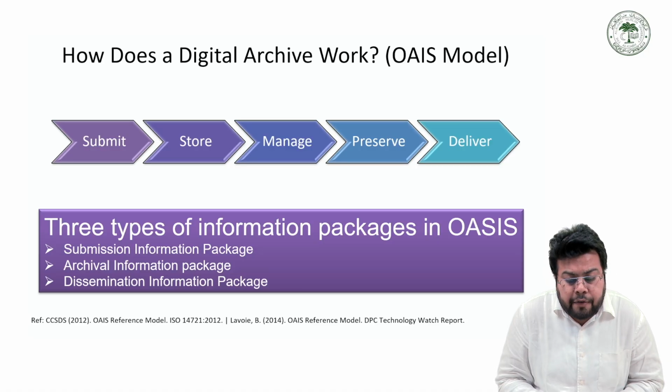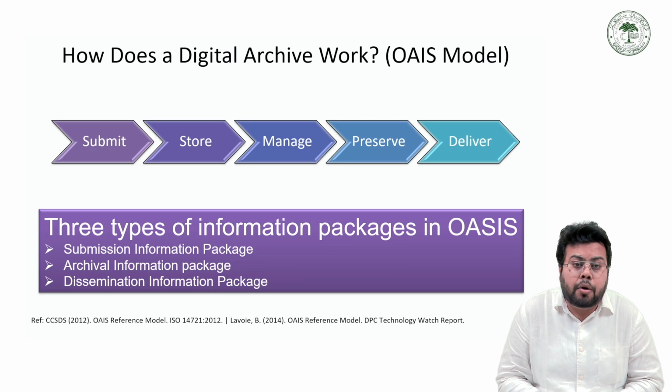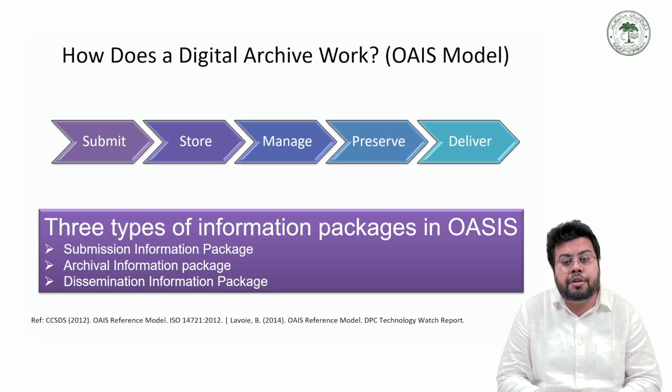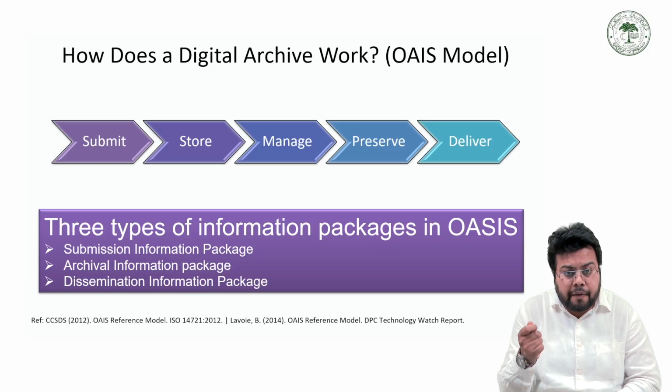So there are three types of information packages in OAIS. The first one is the submission information package. The second one is the archival information package, and the third one is the dissemination information package. As the names are pretty self-explanatory, submission information package talks about the submission, archival means simply archiving, and dissemination means where the information is disseminated.